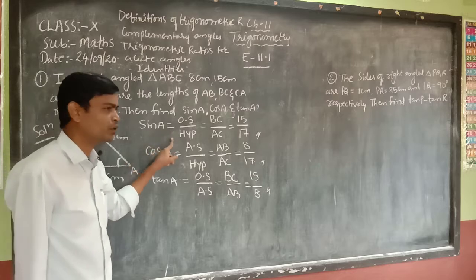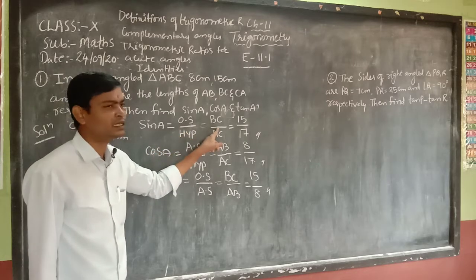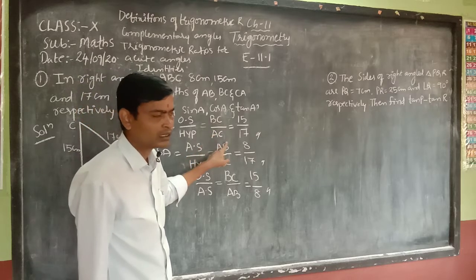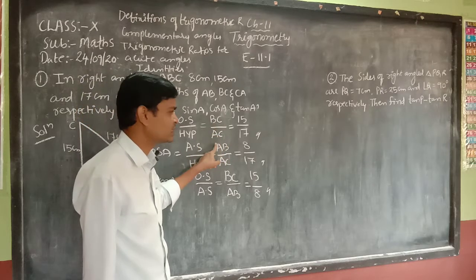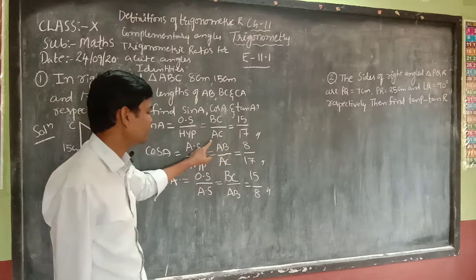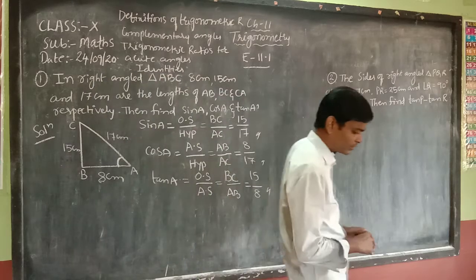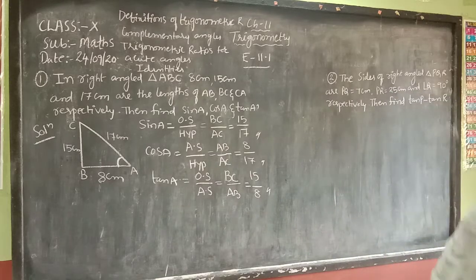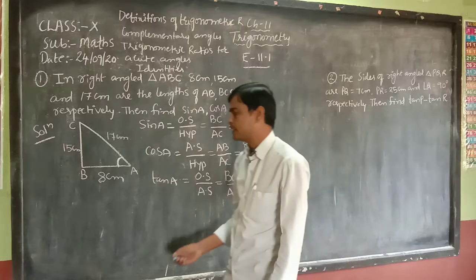Sin A is the opposite side by the hypotenuse. What is the opposite side here? BC. What is the hypotenuse? So BC by AC. What is the value of BC? 15. What is the value of AC? 17. Very good. So 15 by 17 we got as the sin A value.